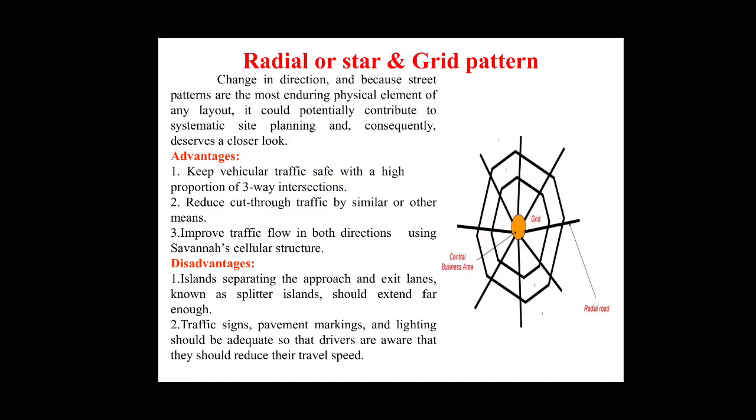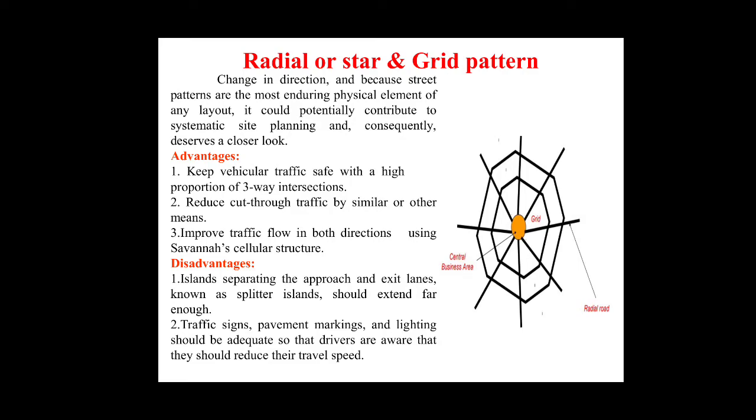Next is the radial or star and grid pattern. As we can see from the figure, the roads converging toward the central business area form a star, and a grid of interconnecting roads is joined to these streets. Now, the street patterns are the most enduring physical element of any layout. It could potentially contribute to systematic site planning and consequently deserves a closer look.